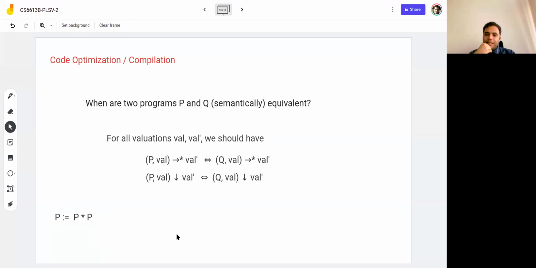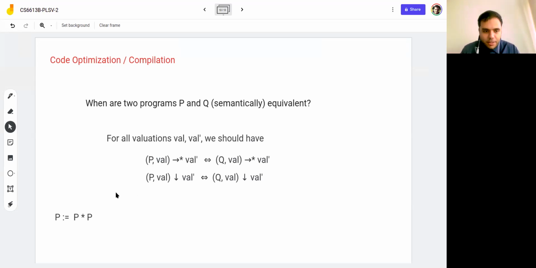Yes, so you see, the problem here is that we have equivalence in the sense that when they terminate, the choices that they have for termination are the same. So starting from a given valuation val, if you write down the set of all valuations that P can terminate in, and then you write the set of all valuations that Q can terminate in, you will have the same sets, right? The problem is again in case of non-termination.